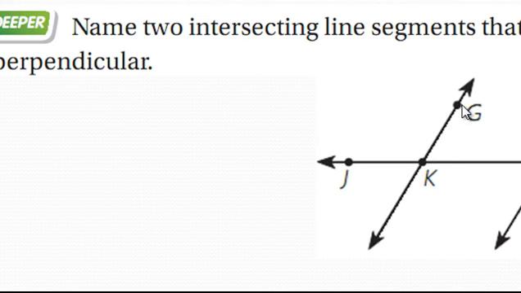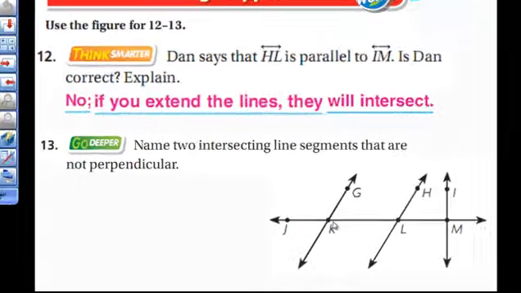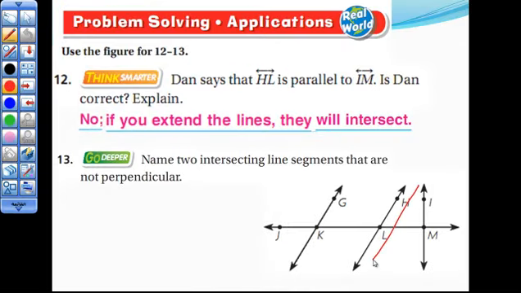The first one is GK and HL. Yes, this is a correct answer. Or GK and JM. Yes. Or HL and JM. Yes, there are many. I choose HL and LM.